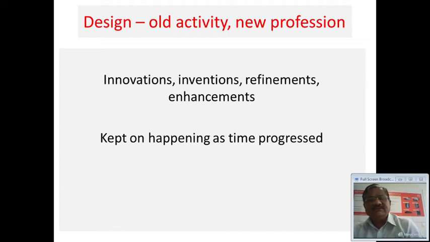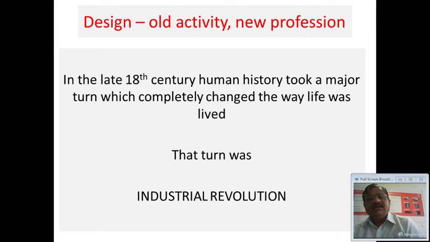As time progressed and as human beings started becoming more civilized, innovations, inventions, refinements, enhancements continuously kept on happening in every sphere of life. But in the late 18th century, human history took a major turn, which completely changed the way life was lived and the way objects and products were created. This most important turn in the human history was the Industrial Revolution, a result of all the scientific inventions that happened in that era.